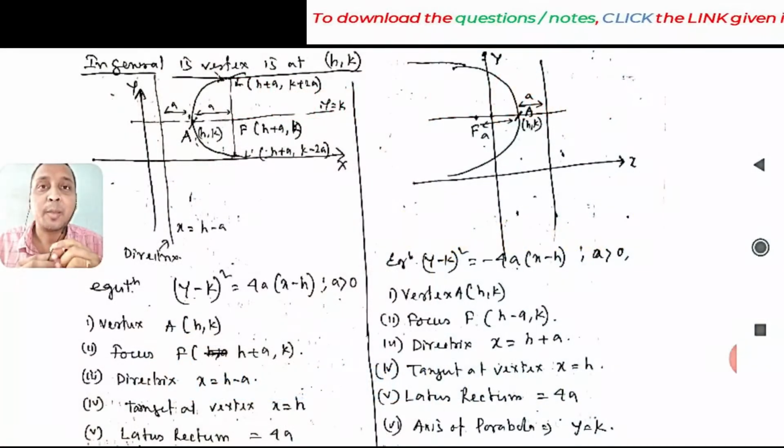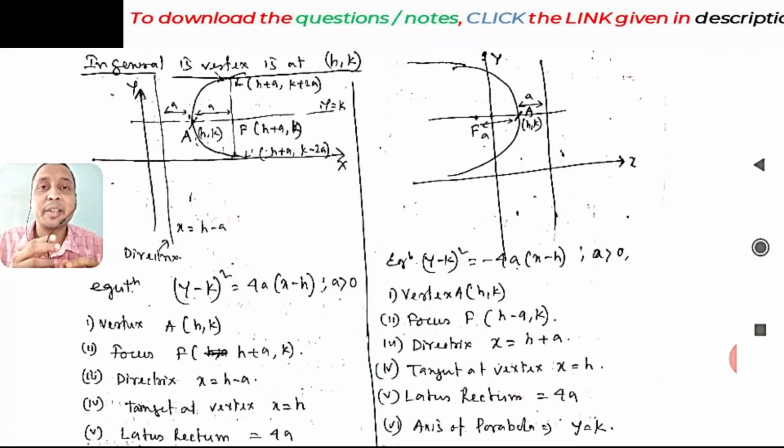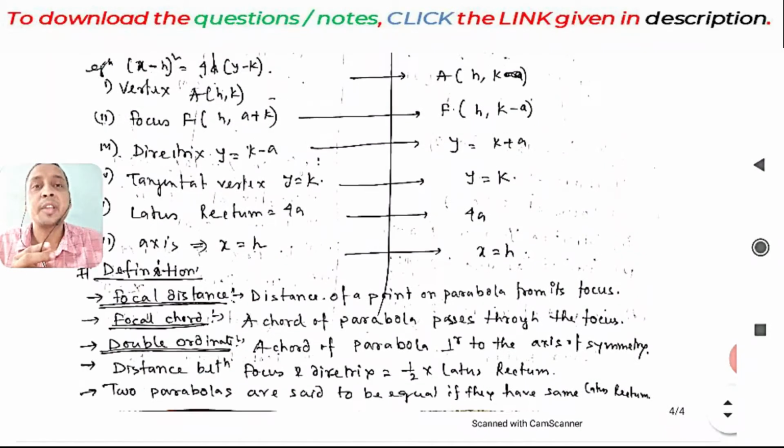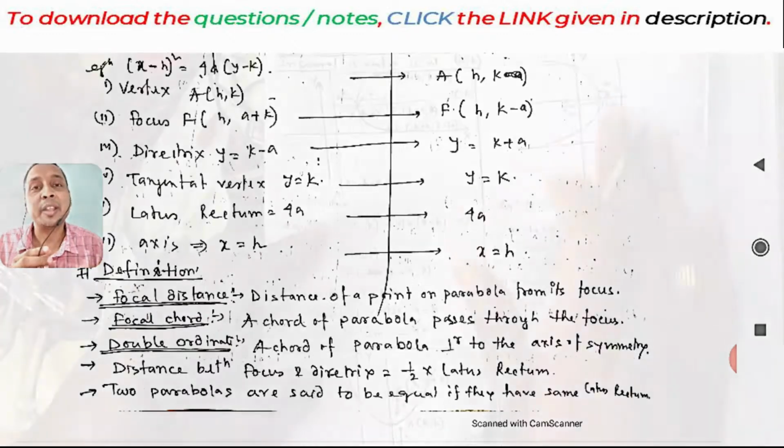Okay students, welcome you all to this new lecture in parabola, basic level. Today we will see again the four shapes of the parabola, but here the origin is shifted. Now it is not at (0, 0), the origin is shifted to (h, k). With this shift, we will see how the coordinates of the vertex, focus, tangent, and axis change. Then we will see the definitions of some terms in parabola: what do we mean by focal distance, focal chord, and double ordinates? So we will see all this. Okay, then let's see this.